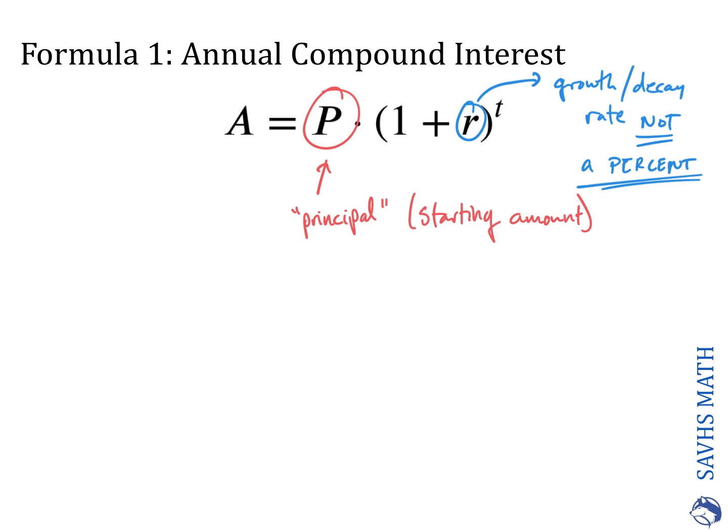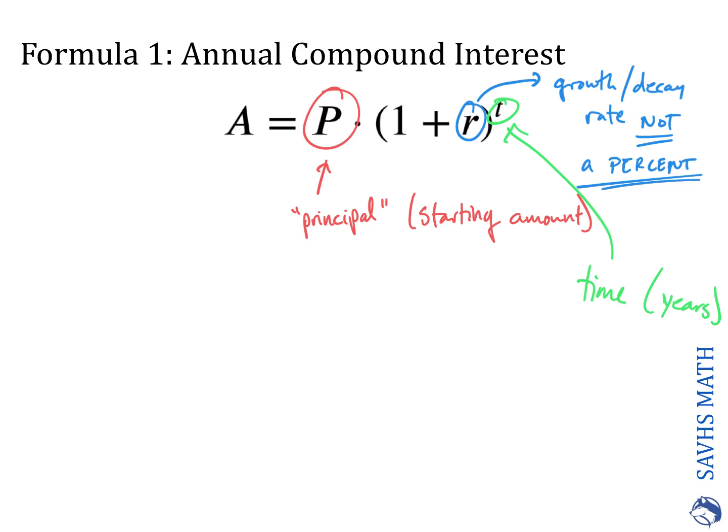The last letter here is T, and T is time. So I'm going to just kind of draw that up here. Time. It's usually in years, but that context can kind of change depending on what the question is saying. And so that's how you figure out, okay, after 8 years, how much money am I going to have in my account? Or after 24 years, how many people will be living in this area?